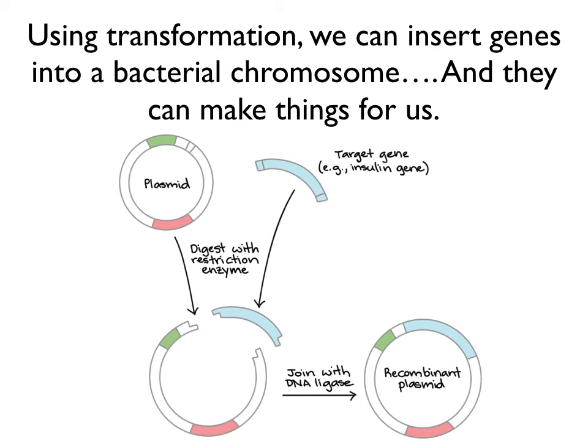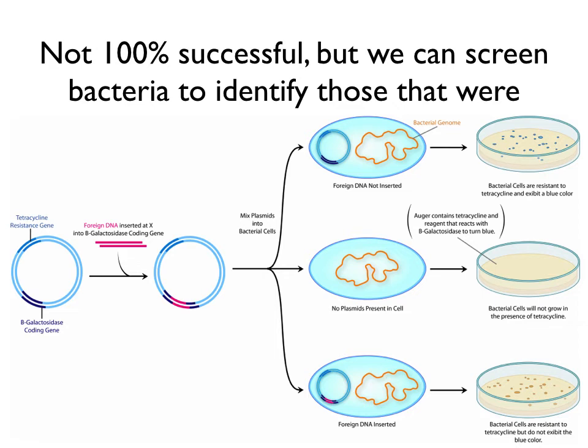So what we do is we utilize our understanding of the genome of these bacteria in a way that allows us to differentiate between those that do and do not have this plasmid with the insulin gene in it. Okay, so while it's not 100% successful, we can screen out and get rid of all of those bacteria that don't have what we tried to put in them.